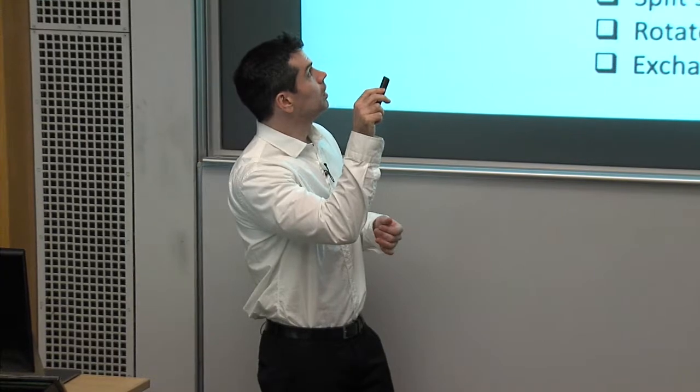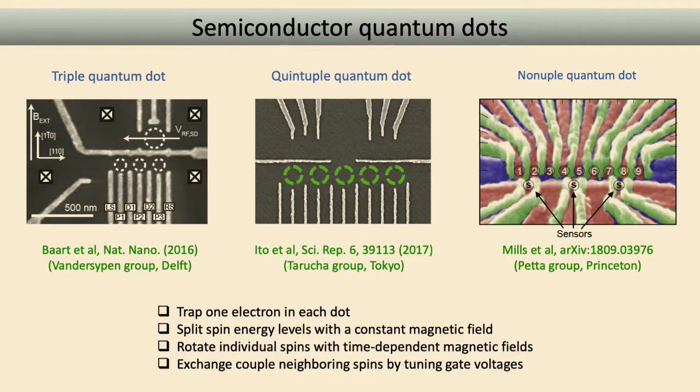So if you allow this electron's wave function to overlap a little bit with this electron's wave function, they have an interaction between their spins. And that's exactly the kind of interaction you need to create entanglement, which is one of the main resources for quantum computing, as I mentioned.